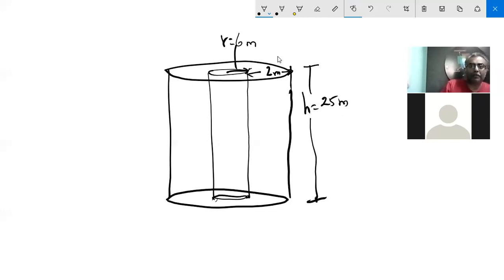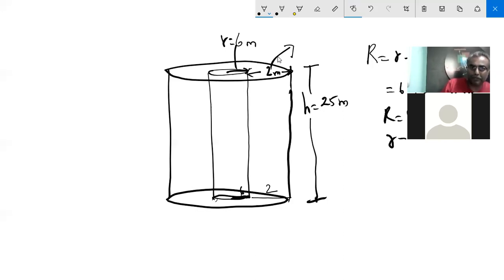How much will be big R now? What is the thickness? The distance to the radius is 6. Add 2 extra to this, how much will it be? 6 plus 2. The thickness is 2 meters only. Big R is 6 plus 2, equal to 8 meter.